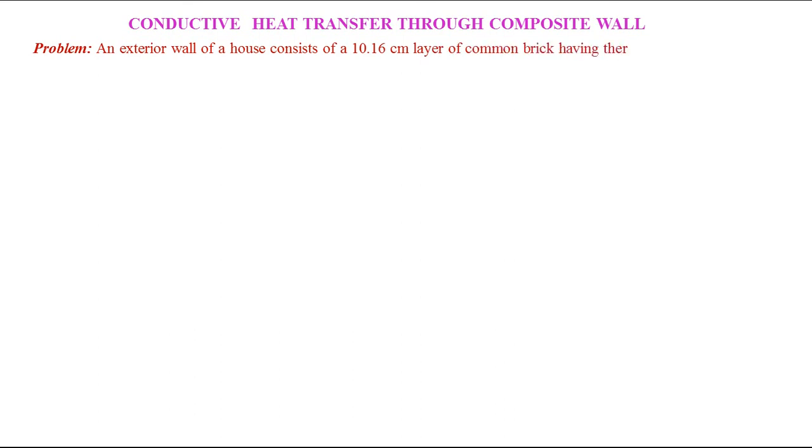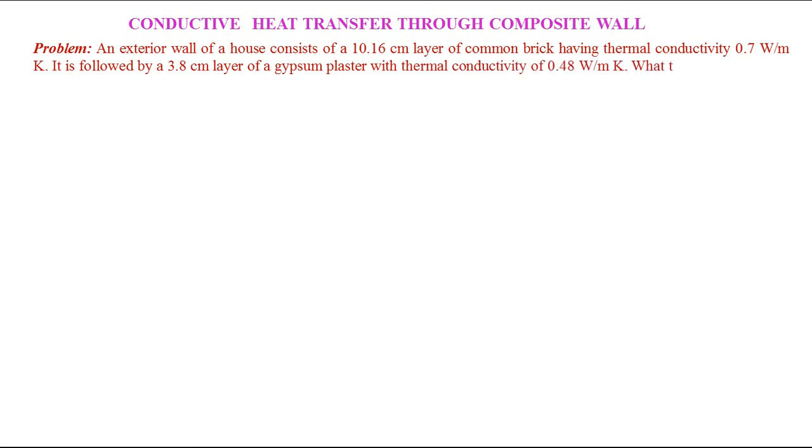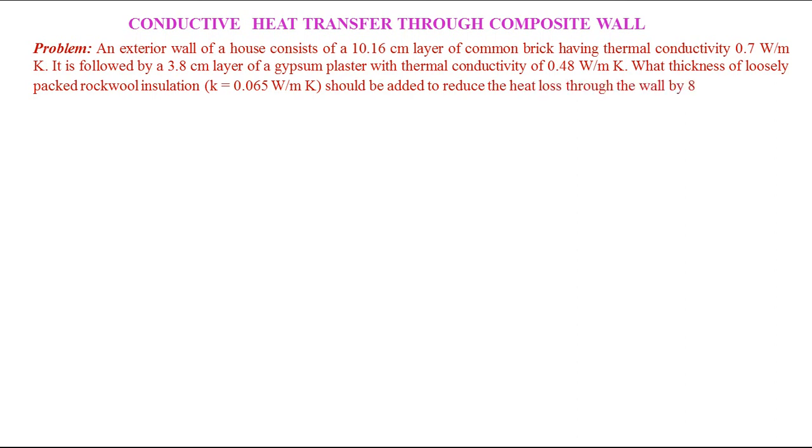Conductive heat transfer through composite wall. The problem is that an exterior wall of a house consists of a 10.16 cm layer of common brick having thermal conductivity 0.7 watts per meter Kelvin. It is followed by a 3.8 cm layer of gypsum plaster with thermal conductivity 0.48 watts per meter Kelvin. What thickness of loosely packed rock wool insulation with thermal conductivity 0.065 watts per meter Kelvin should be added to reduce the heat loss through the wall by 80%.